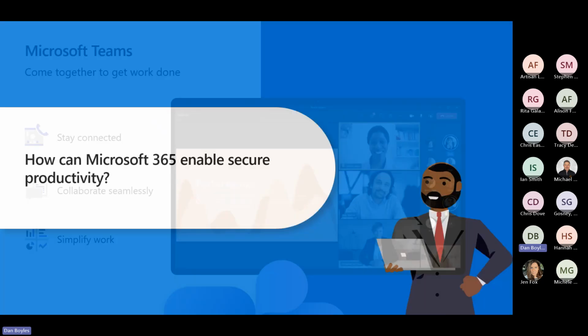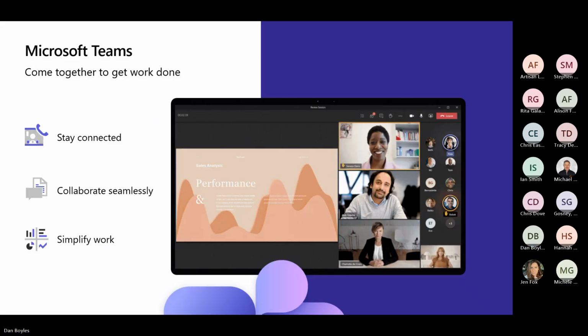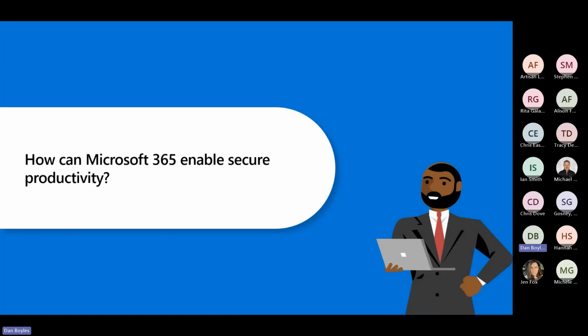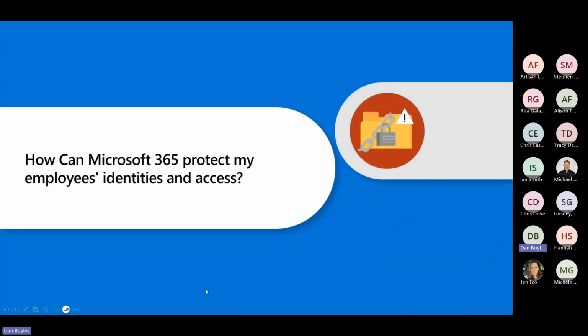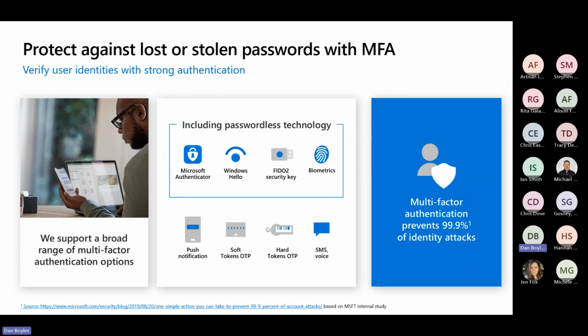Secure productivity is a term that we have bandied around quite a lot. So let's look at that. So secure productivity goes across this. How do we protect people's identities and access? Well, first of all, MFA, multi-factor authentication. I want to say this now, that we are so far ahead in our personal life than we are in our business life. It hurts my feelings sometimes, only from a geeky tech point.